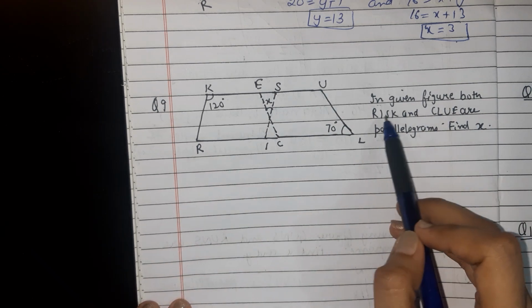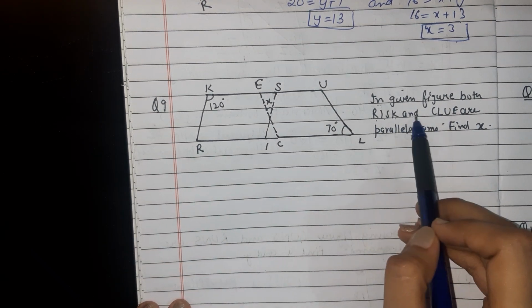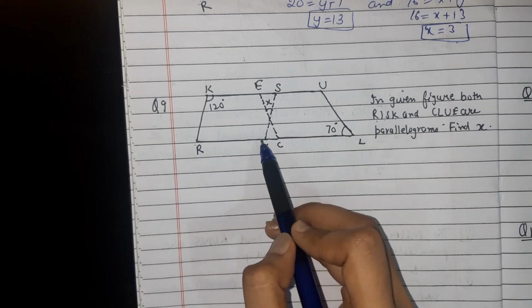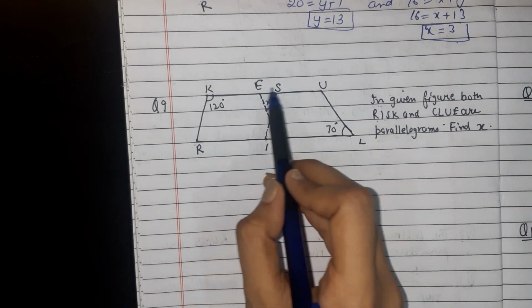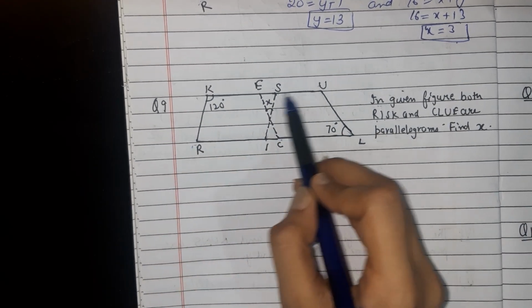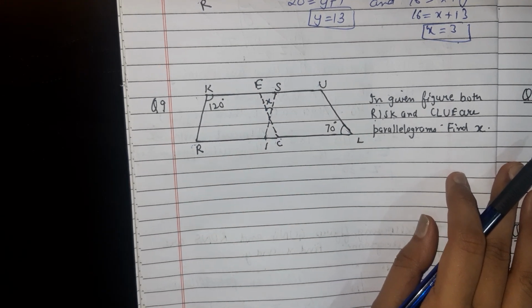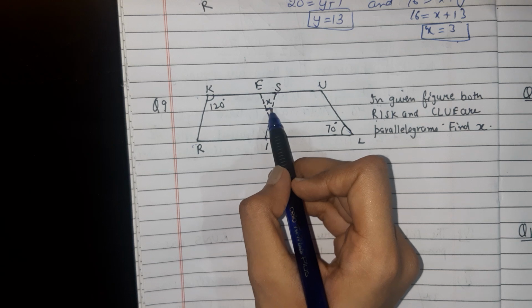In the given figure, both RISK and CLUE are parallelograms. Find the value of x. So RISK is a parallelogram, and CLUE is also a parallelogram. So what we need to find? We need to find this value of x.